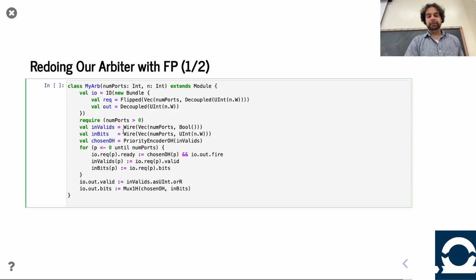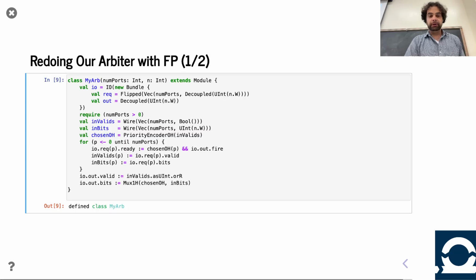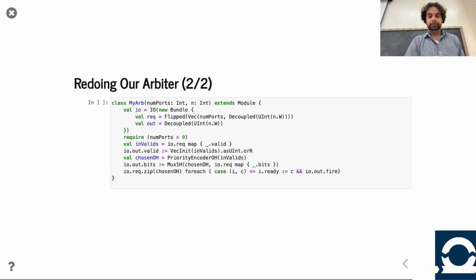Or take bits, for example. Once again, declare as a wire, connect it up in this for loop, and now it's an argument to this Mux1H. Mux1H, of course, has this selection signal, and these are the things it's choosing between. So this code wasn't our first draft, it was the second draft from last time. The question is, can we do this better with functional programming? Let's see what we can do.